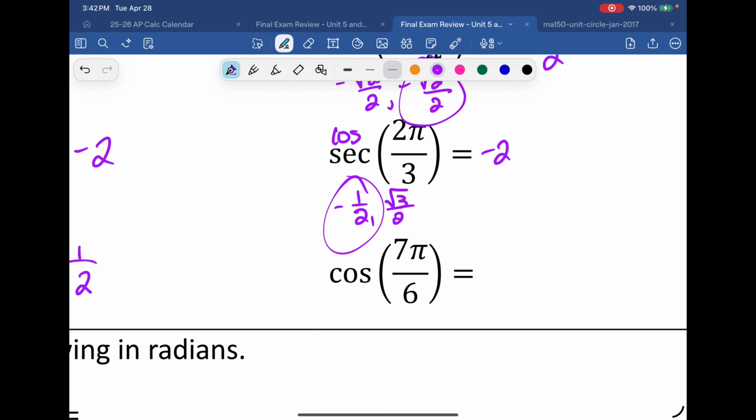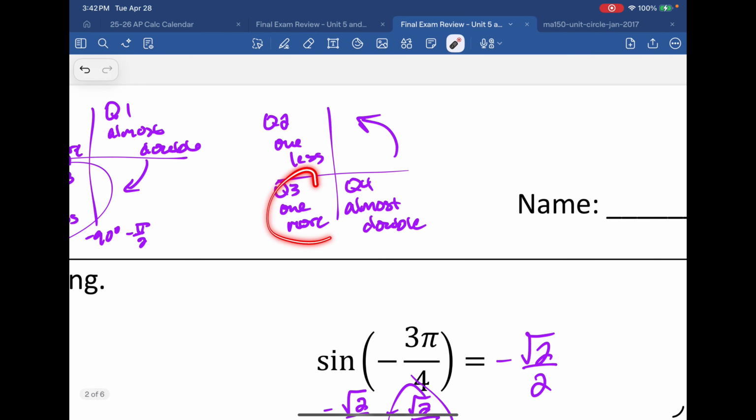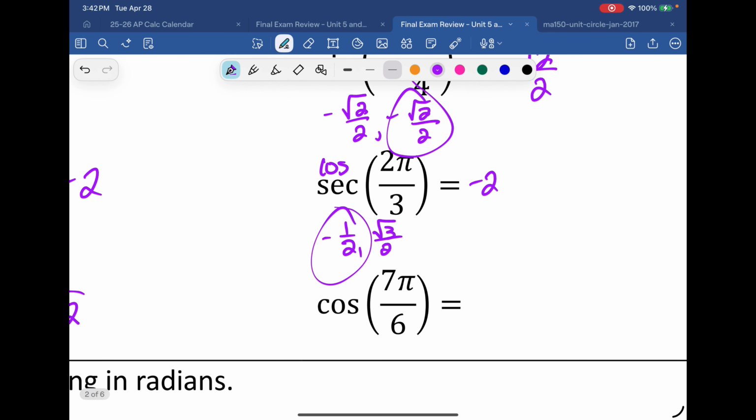Cosine 7 pi over 6. That's one more, so that's quadrant 3. Which means that x and the y are both negative. And the x-coordinate, negative root 3 over 2.